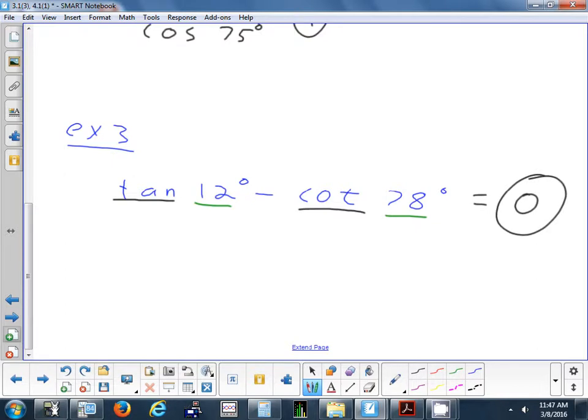Again, we don't know what the tangent of 12 is. We don't know the cotangent of 78. But using our theorem, we know they're the same. Right? So again, check for cofunctions. Check for angles that are complements. Right? So this trick will work with division. It'll work with subtraction. How about addition?